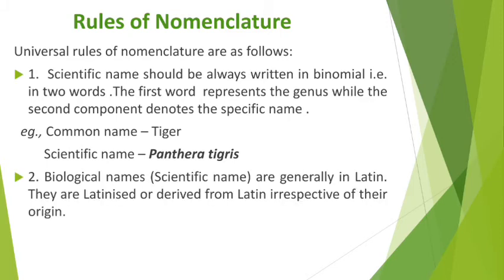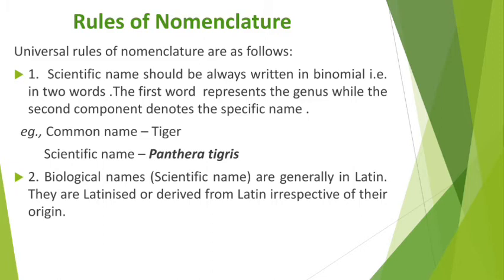Okay. Now the second rule is biological names or scientific names are generally in Latin. While giving a name, a language is required, isn't it? Right? So in biological naming you will find that a language is chosen, and that language is Latin. So scientific names are generally written in Latin language. They are Latinized or derived from Latin, irrespective of their origin.